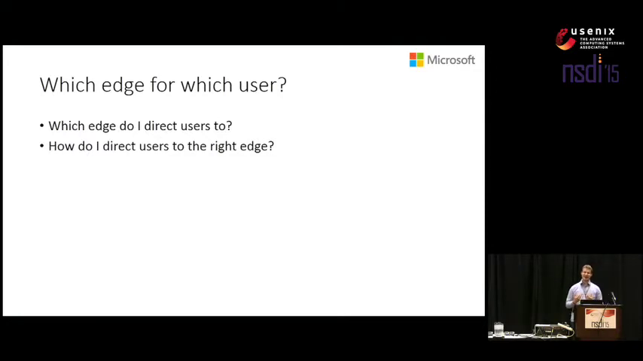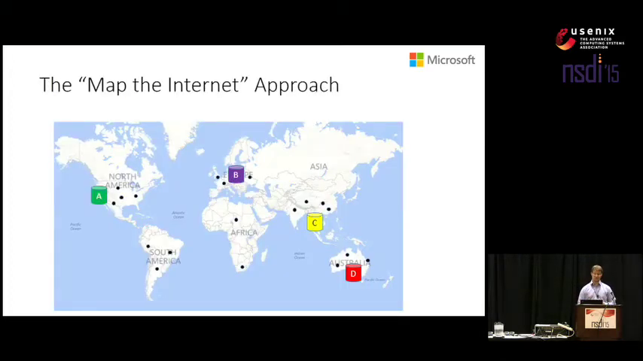So how do I pick which edge to direct users to? And once I've picked which edge to send them to, how do I do it? What's the mechanism I use to redirect those users to the right location where I'd like to send them? Here is the traditional approach, and this is used by a number of companies around the world, and this is the map the internet approach. Here I've got 4 edge nodes as an example, and users spread throughout the world.